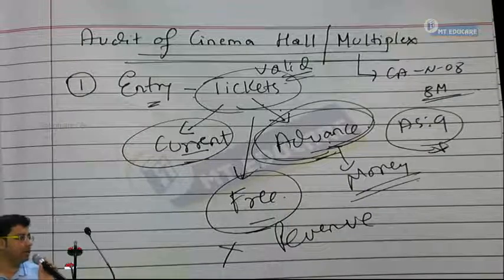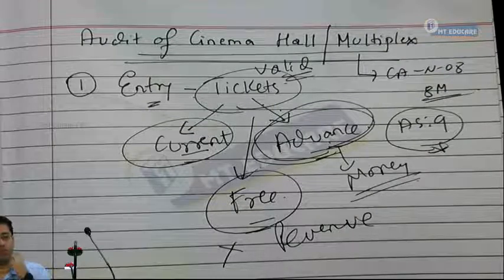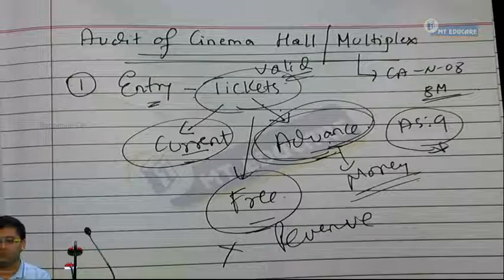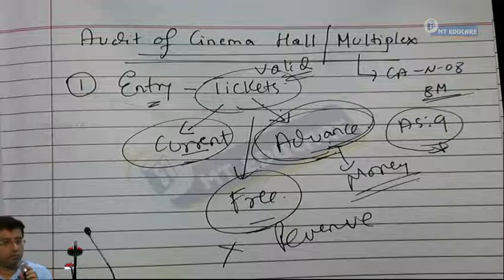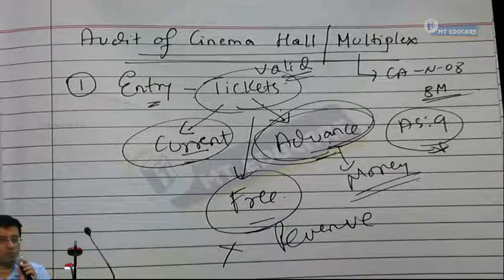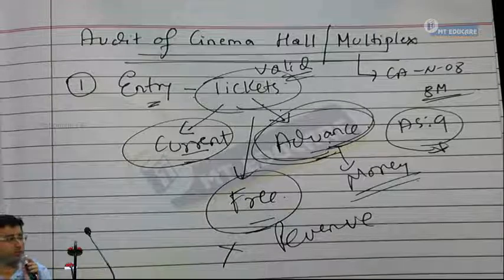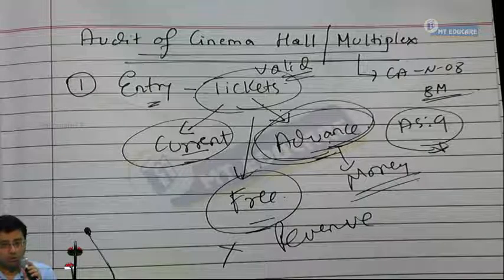The tickets should be serially numbered and should be kept in safe custody. Full stop. Separate tickets should be kept for free distribution. Next point.